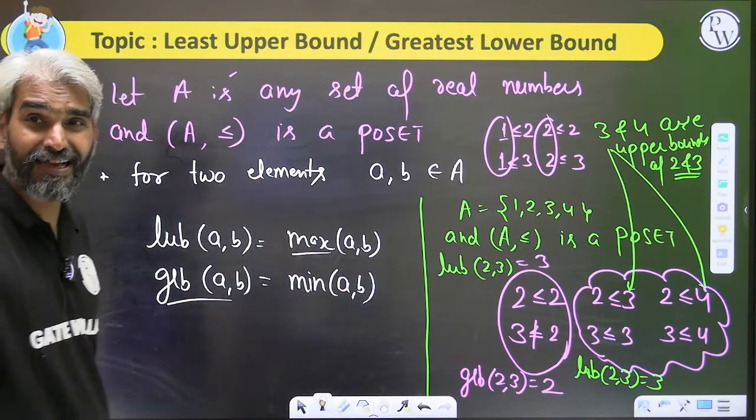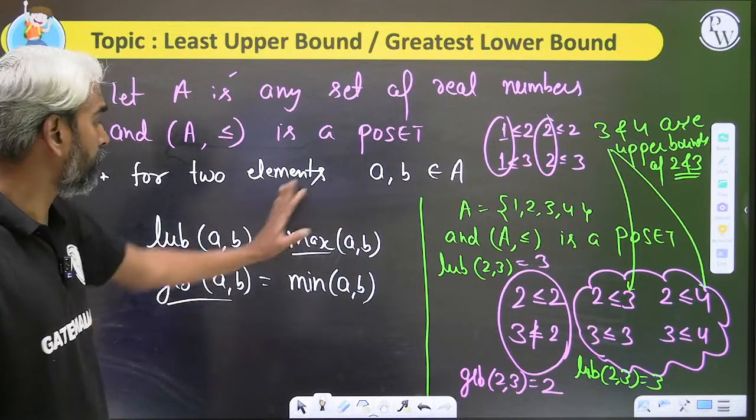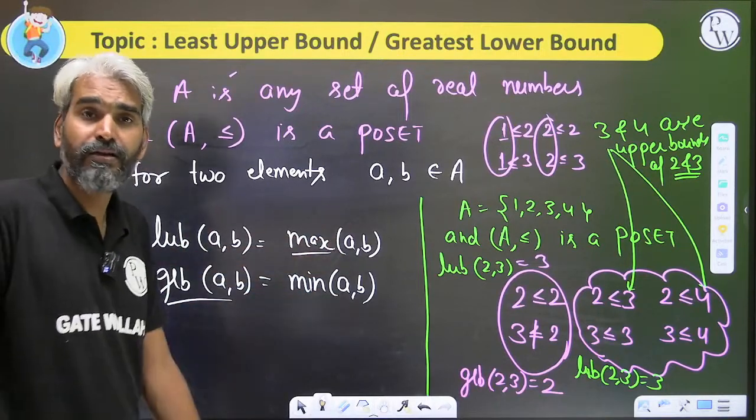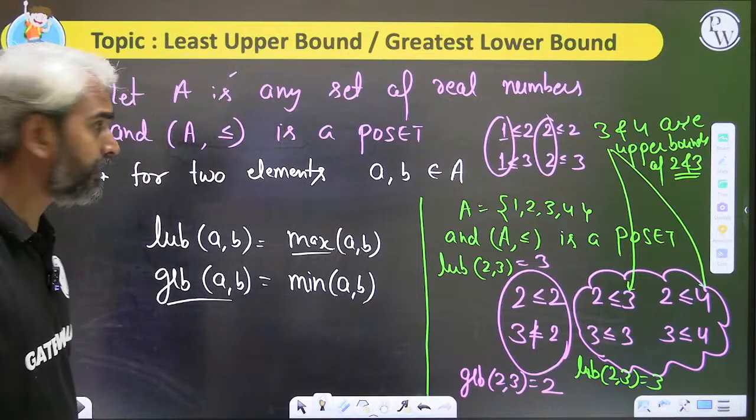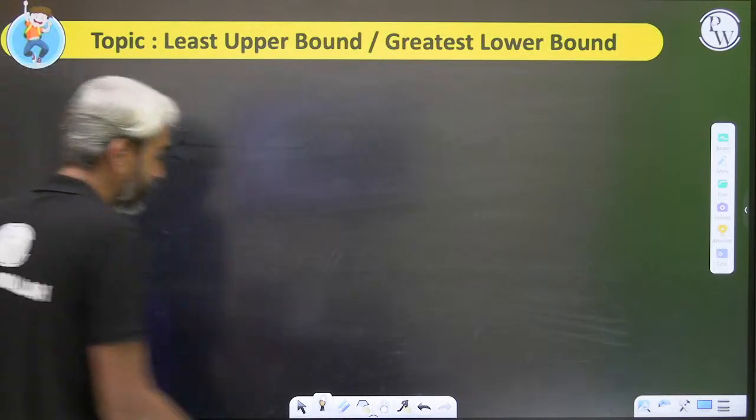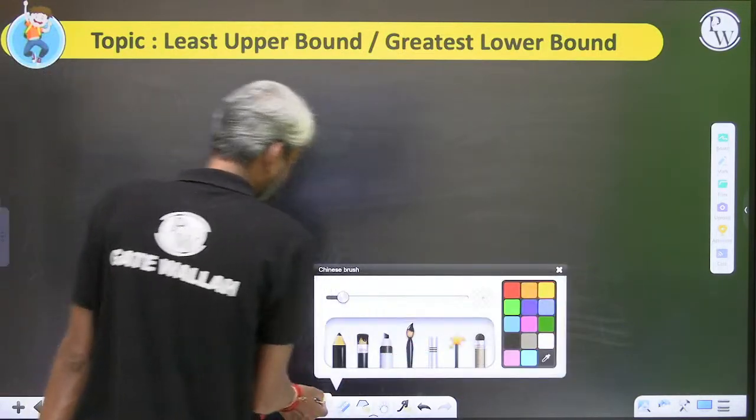But is it the case that the least upper bound and greatest lower bound will always be minimum and maximum? No. So let's try to understand another example.